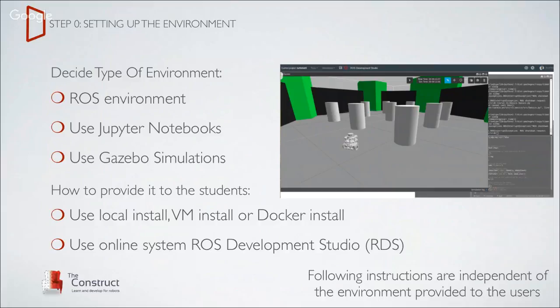So how do you provide this? You have two options at present. One, either you make the students install this environment on their local computer, or you prepare yourself a virtual machine with all that already installed, or a Docker machine with everything already in place. You have to build this. That's an option. Or you can use the ROS Development Studio, which is an online system that provides all that environment off the shelf, just with a web browser, so you don't have to prepare anything beforehand.